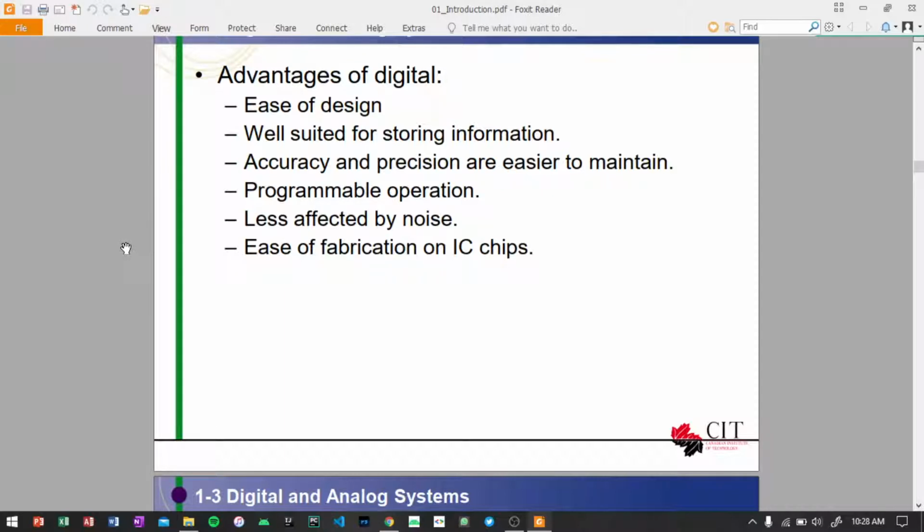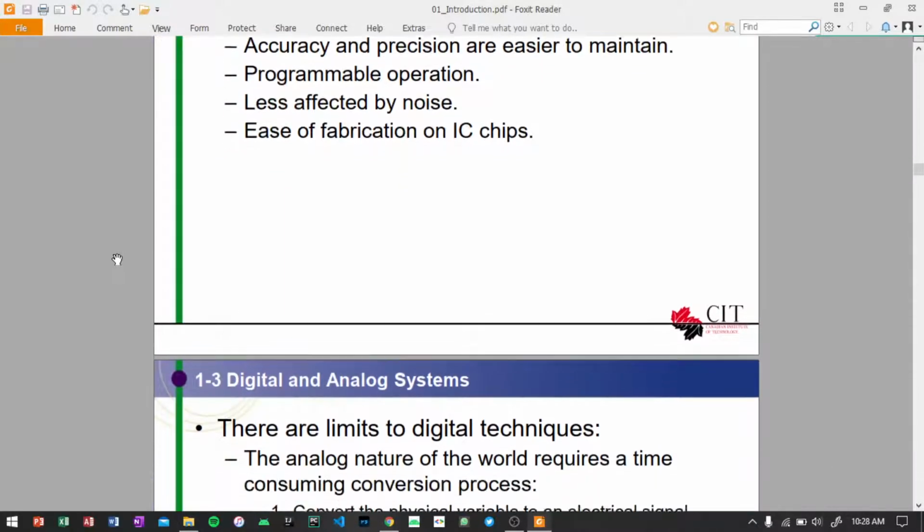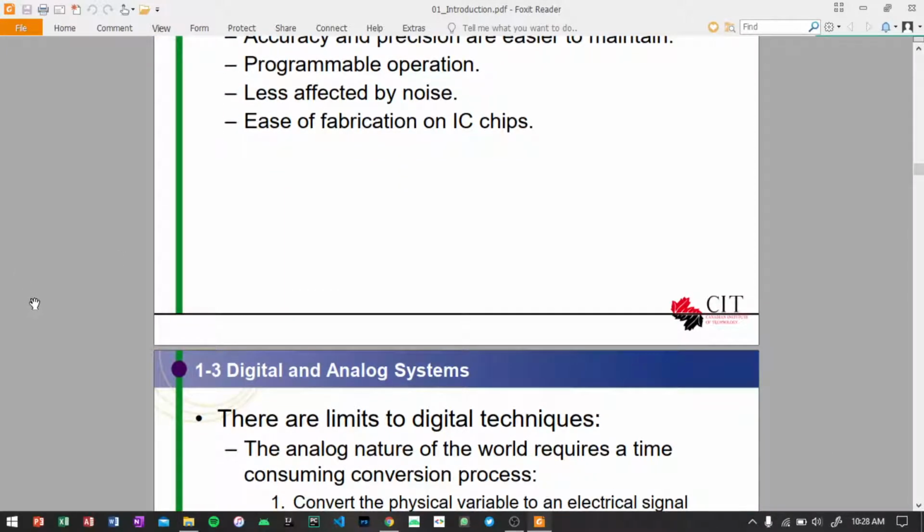IC chips. Integrated circuit chips, sorry. It is integrated circuit chips. It means easier fabrication of integrated circuit chips.